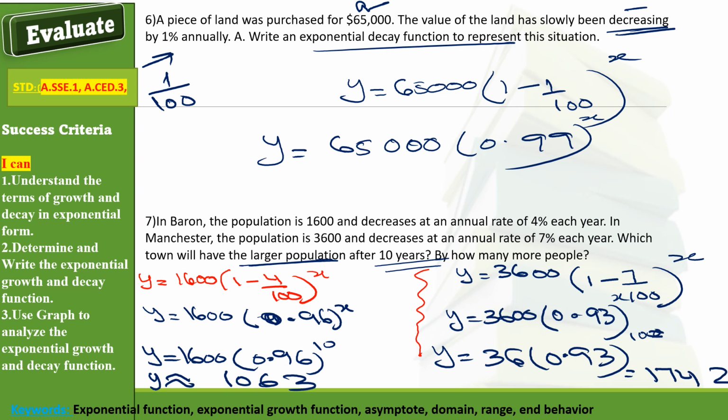Now look at this. The greater the b, because it is a decay function, the greater the answer. Smaller the b, the smaller the answer, because it's all decaying.